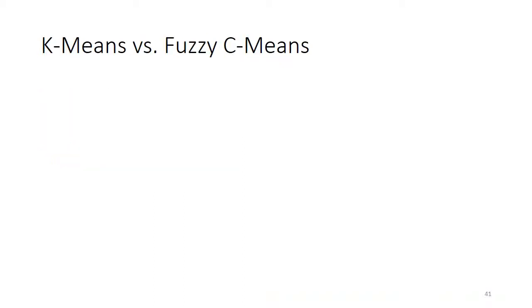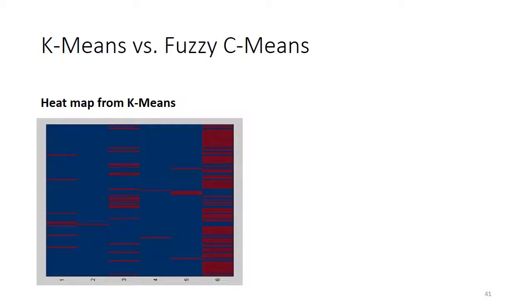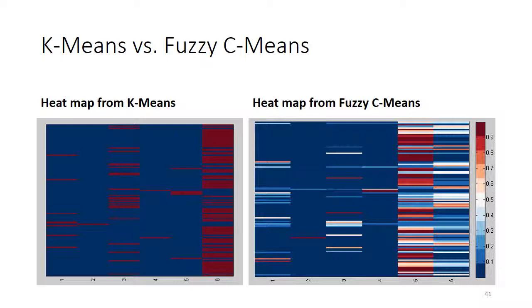So when we compare k-means and fuzzy c-means by, say, comparing their heat maps, we can see that where genes solely belong to one cluster in k-means, in fuzzy c-means they can belong to multiple clusters, which is helpful when we're clustering gene expression data.